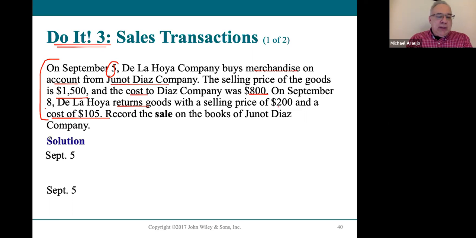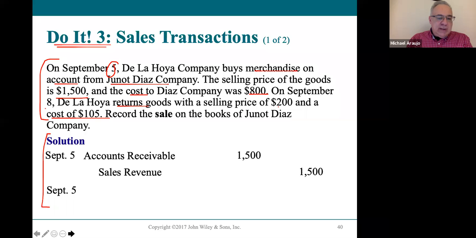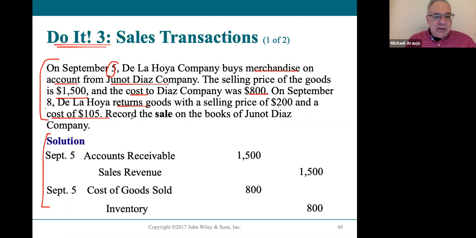So we have to do two things. Do the bookkeeping for what happened on September the 5th, which is to record the sale and record the cost. So the first thing that happened was we made a sale on account, $1,500 debit to receivable, $1,500 credit to sales revenue. But remember, we have to record the cost. So we're going to debit cost of goods sold, $800, because that was our cost. Credit inventory, $800, so we just sold all that inventory.